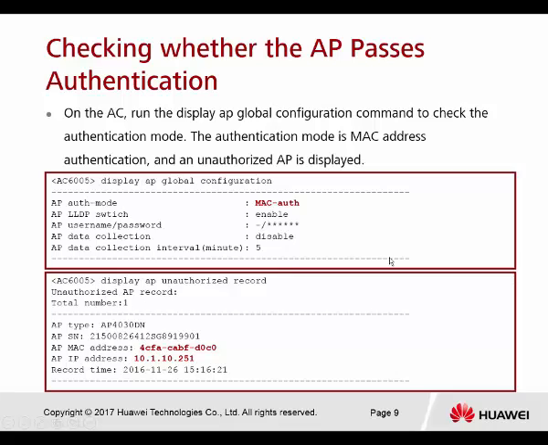Then the next one, we also can run the AP global configuration command to check the authentication. So the authentication mode is MAC address authentication. Then they'll show you right here. The AP authentication is using MAC authentication.